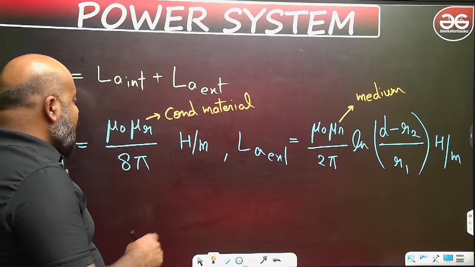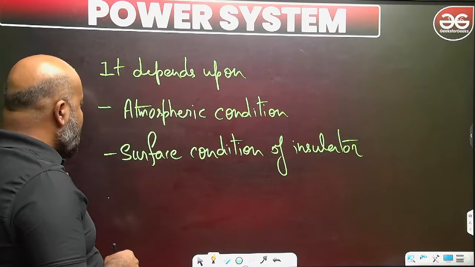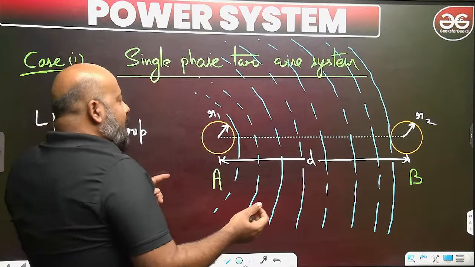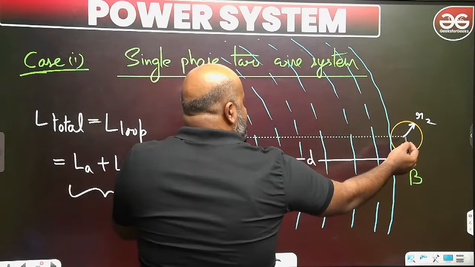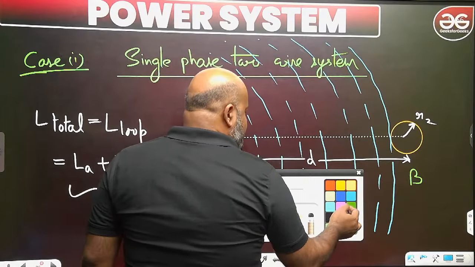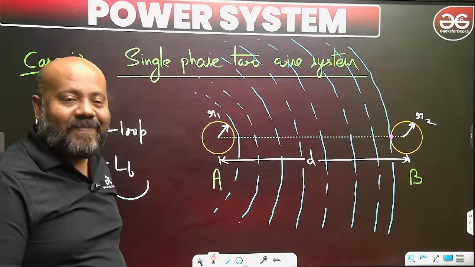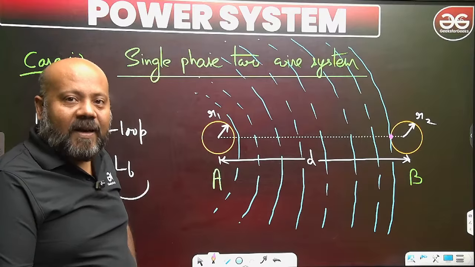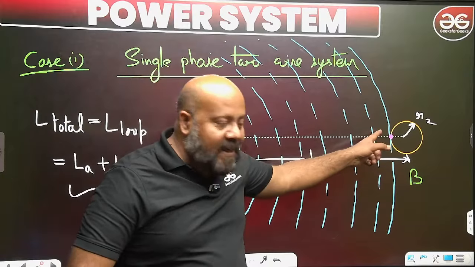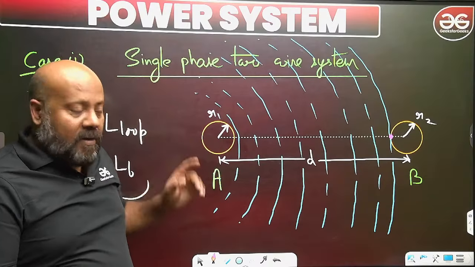Okay, why are we getting D minus R2? You can see the external flux linkage. D minus R2 means the total distance is D, and if you subtract R2, you are here. Are you getting this? So the external flux linkage is going up to D minus R2, and this is R1. No problem with that.